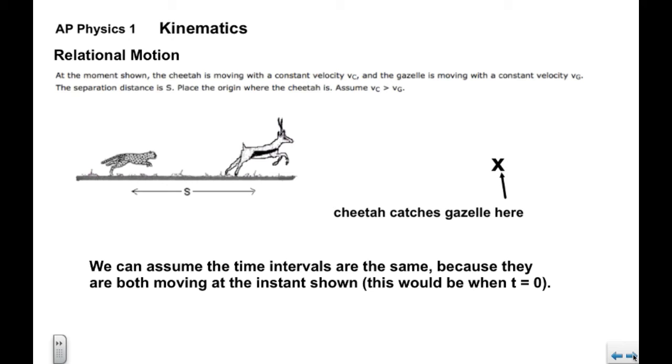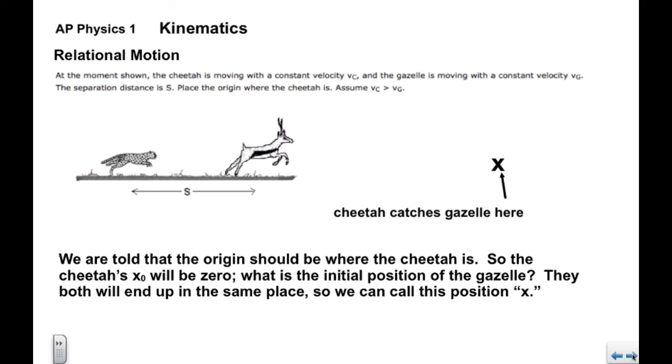This is when t equals 0. When the cheetah catches the gazelle, that's the duration of the interval. That's the t. We're also told that the origin should be where the cheetah is at this point. So here's my origin. Clearly the cheetah's initial position will be 0. If that's the case, what then is the initial position of the gazelle? Should be able to tell just by looking at the picture. They'll both end up here, so that'll be the final position for each of the animals.